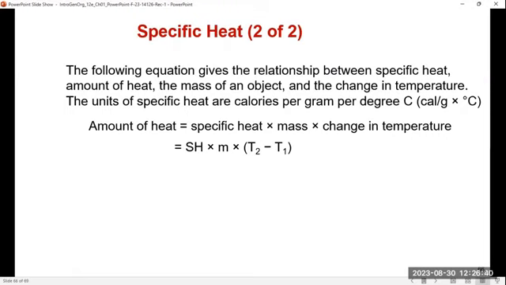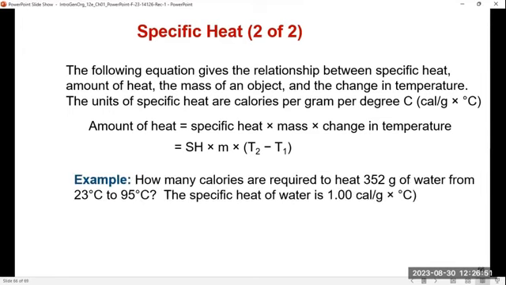So you can calculate how much heat is absorbed by a water sample going from 23 to 95. 95 is the T2, T1 is 23. When you substitute values in the equation, specific heat times mass times temperature difference, you get 25 kilocalories.